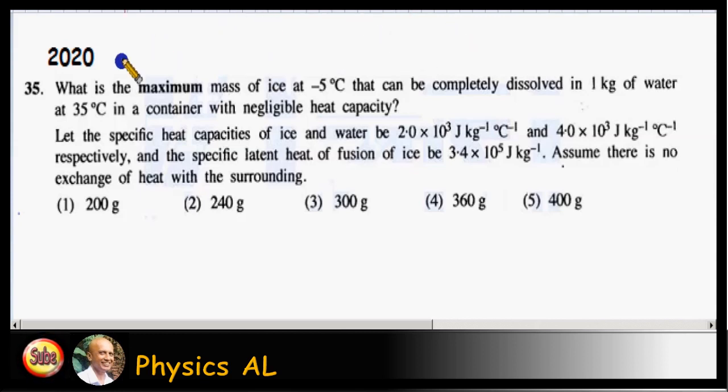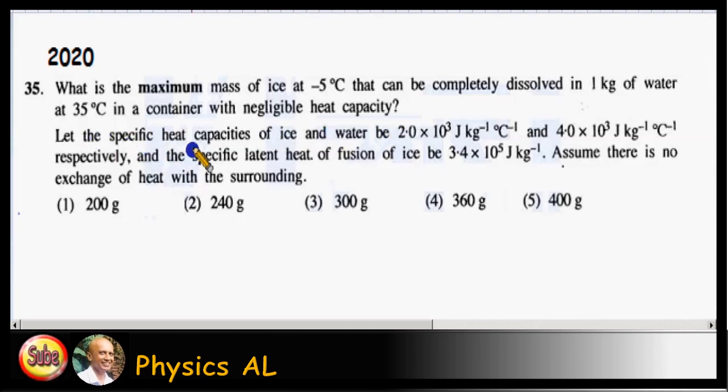Today I am going to explain how to solve this problem, question number 35 of the 2020 physics paper MCQ part. What is the maximum mass of ice at -5 centigrade that can be completely dissolved in 1 kilogram of water at 35 centigrade in a container with negligible heat capacity?